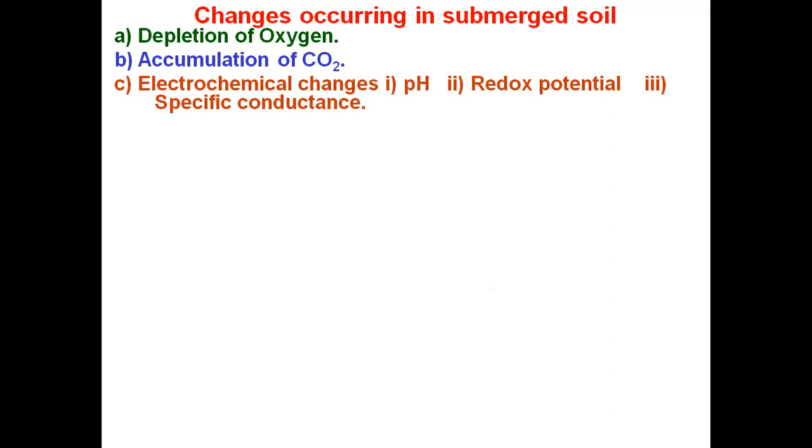Electrochemical changes: there may be a change in the pH, a change in the redox potential, or a change in the specific conductance. As and when the soil gets submerged, it will give a change in the pH of the soil, a change in the redox potential of the soil, as well as the specific conductance or the electrical conductance of the soil.